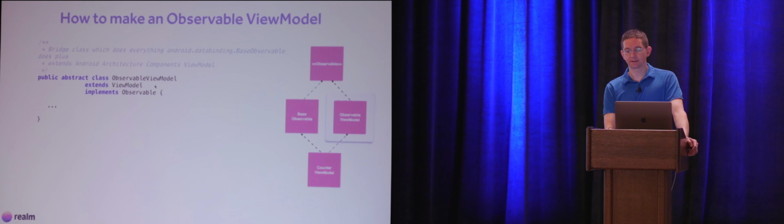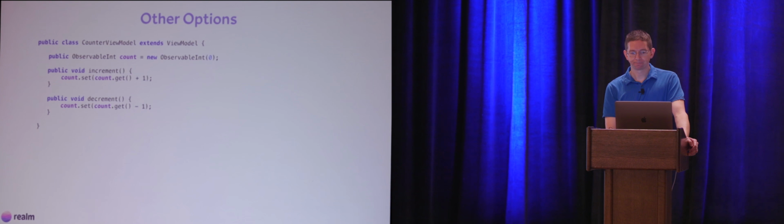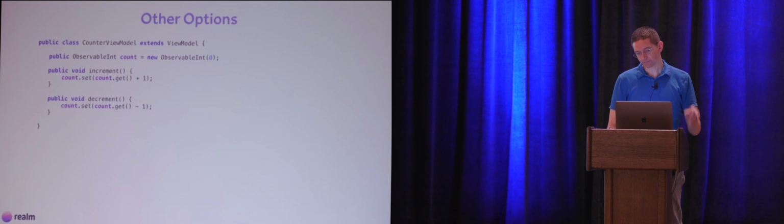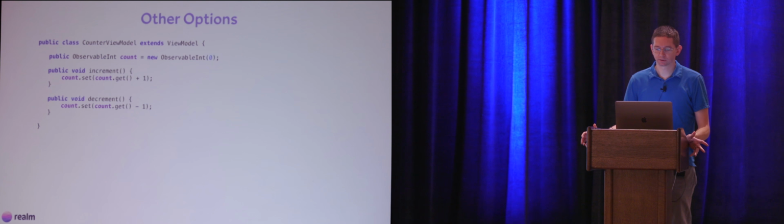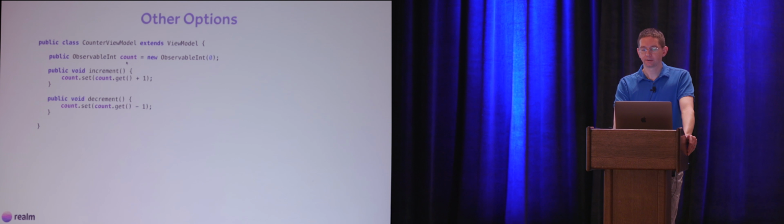And I did that in the examples, so you'll see that replicated across a few of the examples. And then what I did is instead of extending base observable, I just extended my observable view model and got around it that way. There are other options too. For all the primitive types, there are observables for that too. So I could have an observable int here and represent my count as that. And then it doesn't matter what I extend here. I'd still be able to update my view.